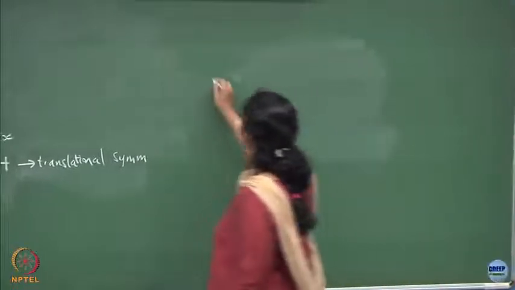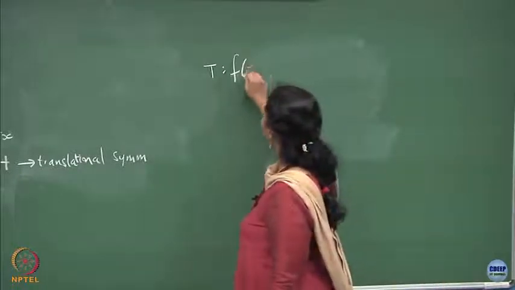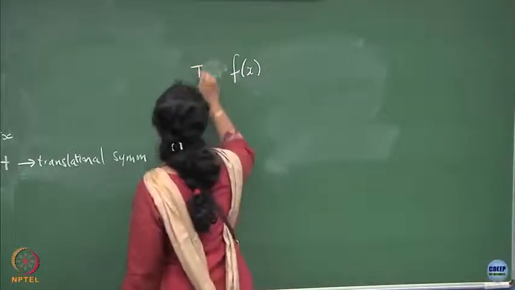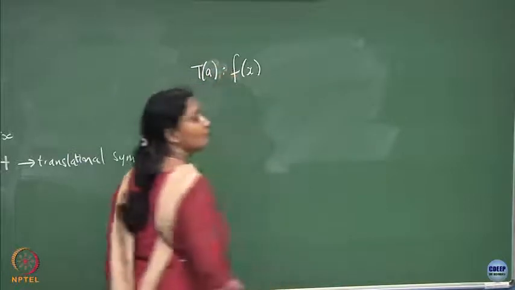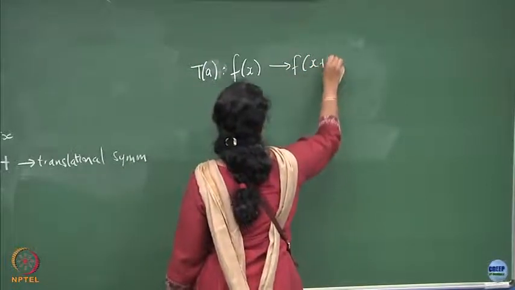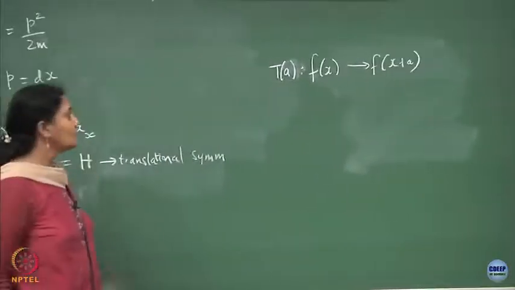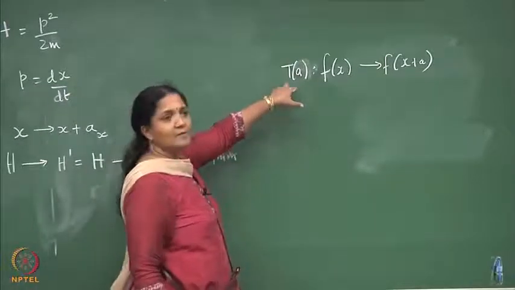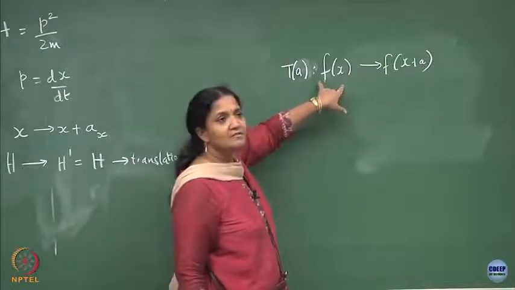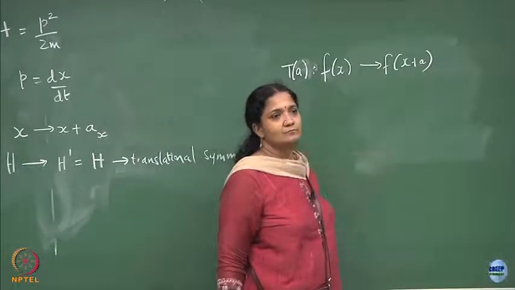Take a translation operator. Let us do it on some arbitrary function of x, and let us take this translation operator with unit a. It is supposed to give you the function of x plus a. Now, I want to find the explicit form of this T operator, which when acting on arbitrary functions shifts the x position to x plus a, correct.